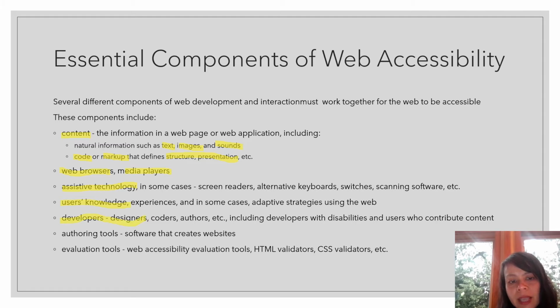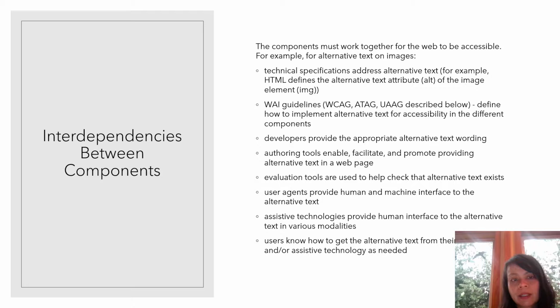Then there are developers, designers, coders, authors, etc., including developers with disabilities and users who contribute content. So we're not seeing people with limited abilities just as the recipients of the web, but also as contributing members of the internet. Also offering tools, software that creates websites, and evaluation tools: web accessibility evaluation tools, HTML validators, CSS validators, and so on. There's interdependence between components, and components must work together for the web to be accessible.